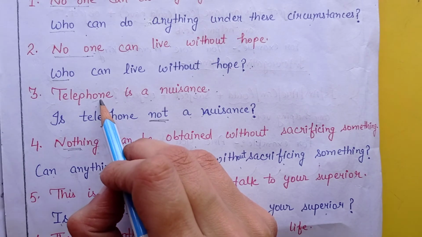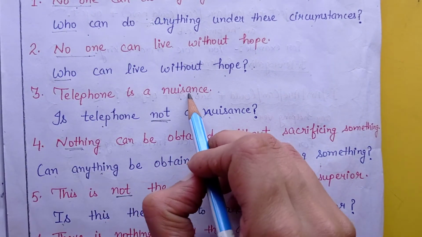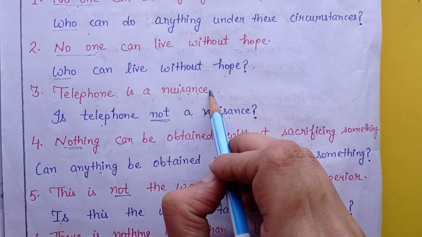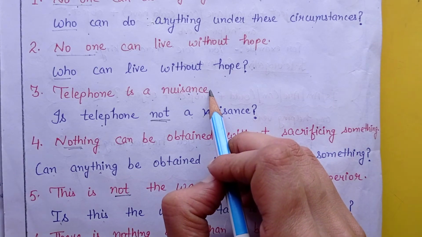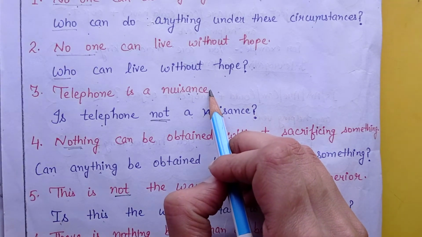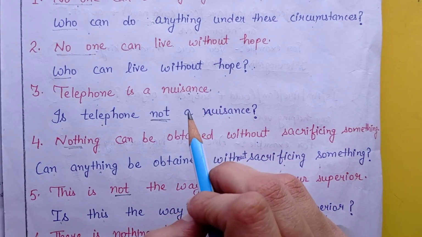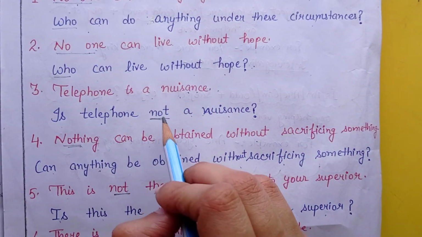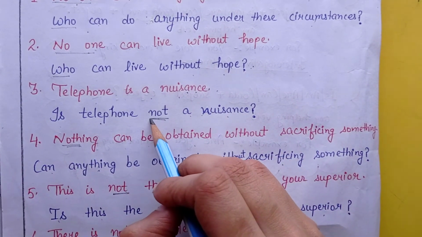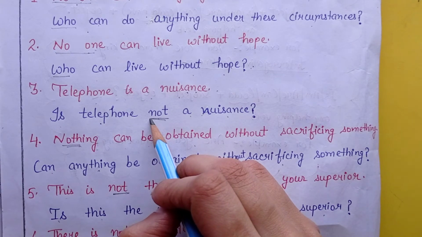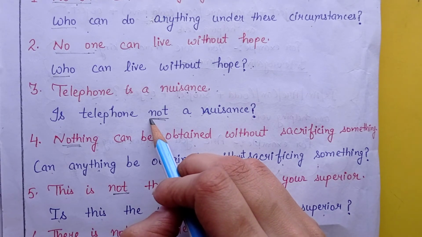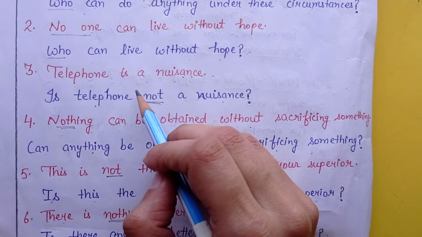Third is, telephone is a nuisance. Now the given assertive sentence is positive. This is one affirmative or positive assertive sentence. So we can write, is telephone not a nuisance? Now we have added not here. So the interrogative that is formed from this is negative.